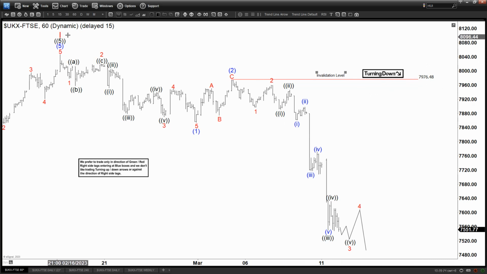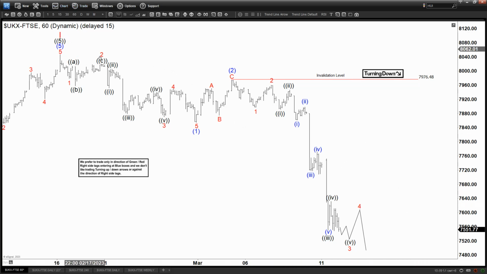So we can see right here, we ended with 1. This is a cycle degree. Okay, so now basically we are doing a wave 2 pullback, and a wave 2 pullback, as you know, should be corrective and in 3 waves or 3 swings or 7 swings, but it is a larger degree correction, so don't expect the correction to be short-lived.